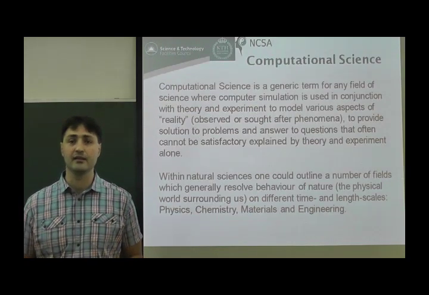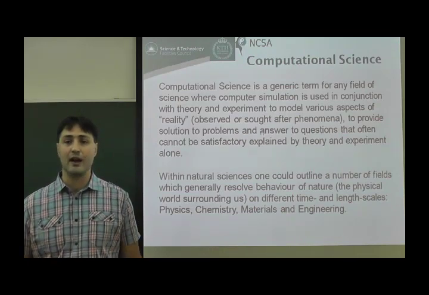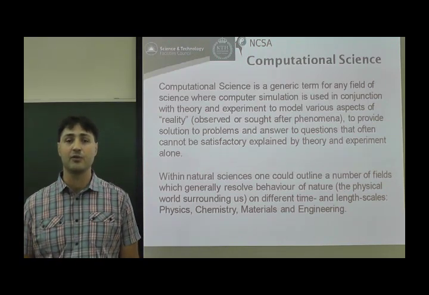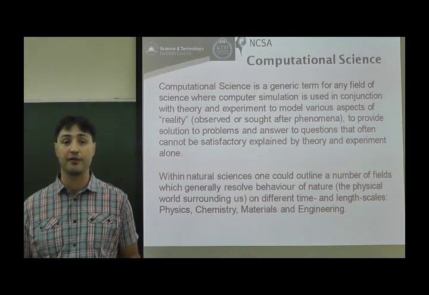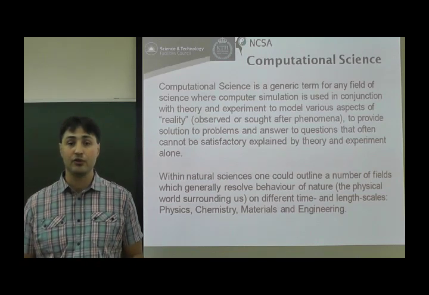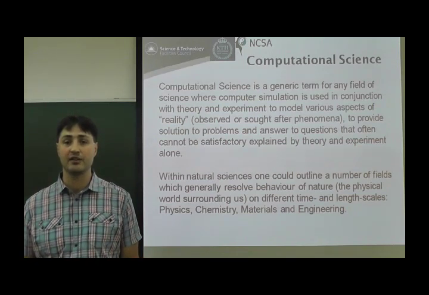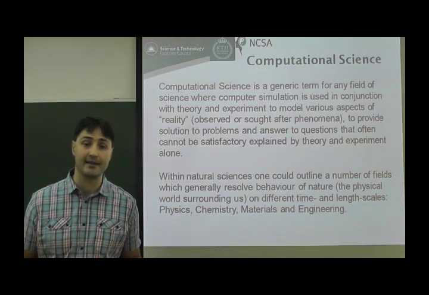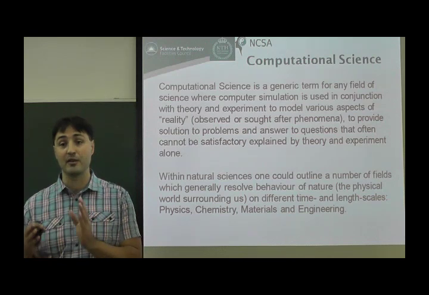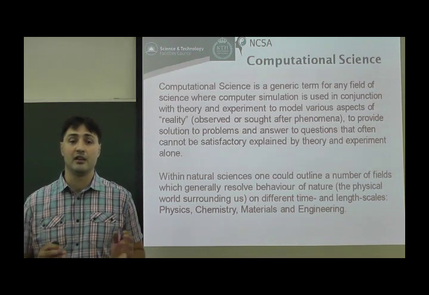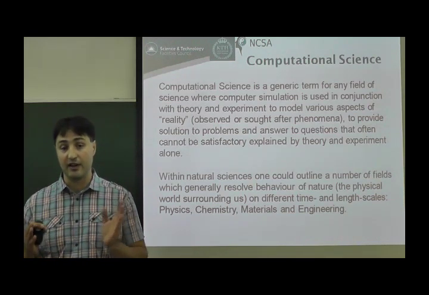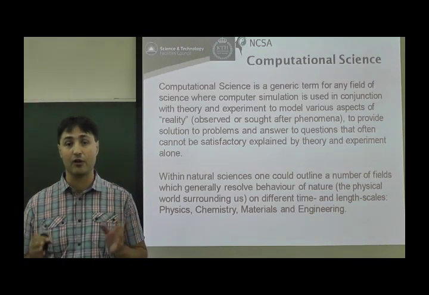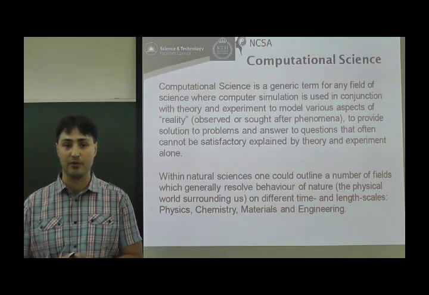So computational science is a generic term for any field of science where computer simulation is used in conjunction with theory and experiment to model various aspects of reality, to provide solutions to problems and answers to questions that often cannot be satisfactorily explained by theory and experiment alone, and sometimes together, because phenomena cannot be observed directly. Experiment doesn't provide the resolution in time and space, and theory is too complicated to be solved analytically, so we have to resort to the use of computers.